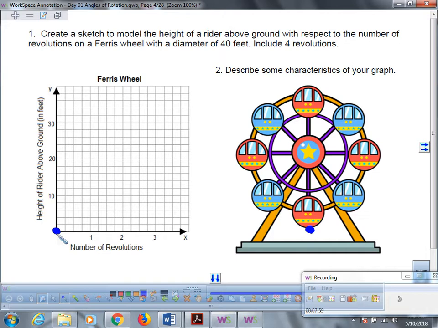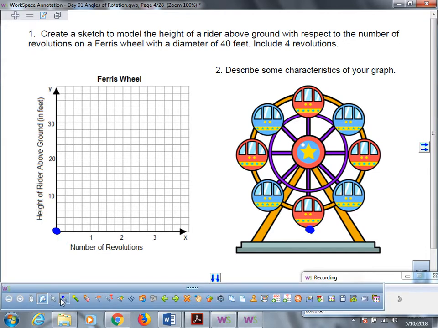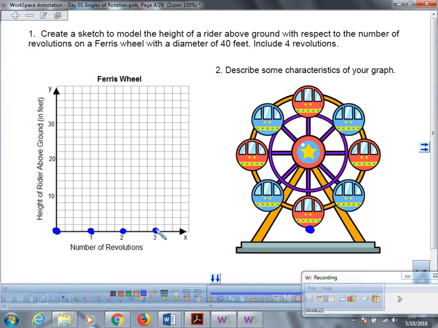Okay, we call it revolution, because we're going around in a circle. Okay. So if I go all the way around the circle, where am I going to end up? Back at 0. So one revolution, each time, I'm going to come back to 0. Correct? So when I go halfway around, how high am I going to be in the air? 40.